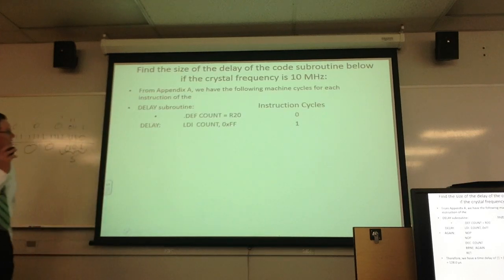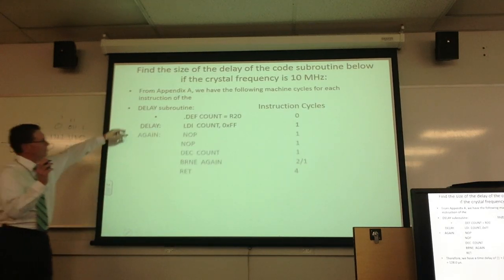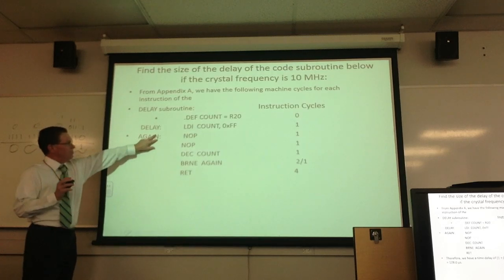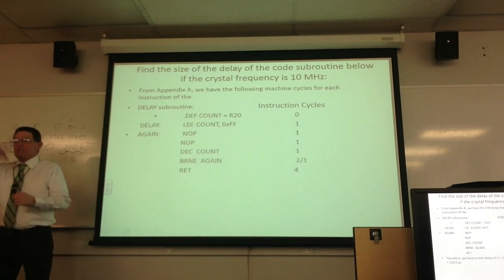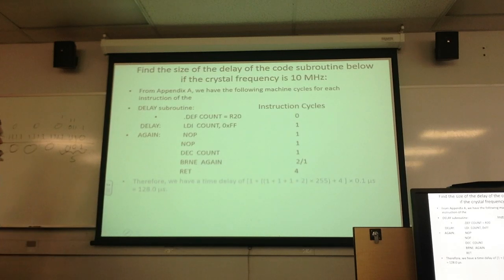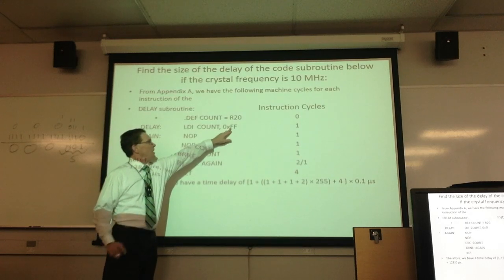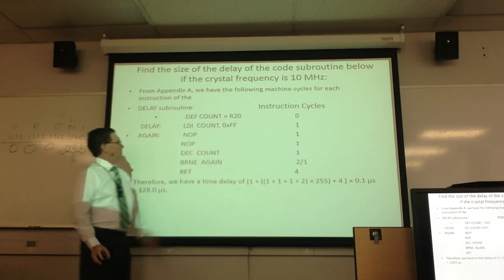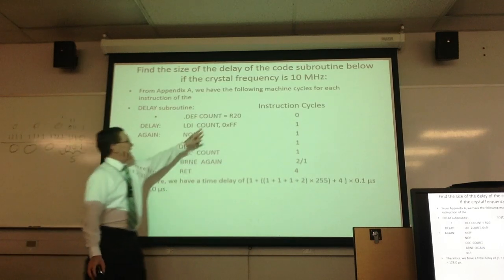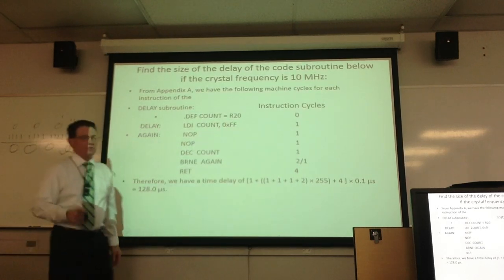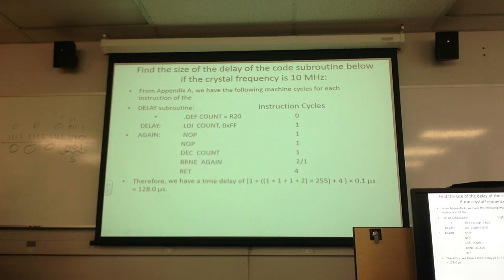Okay? Instruction cycles. I'm going to have a loop. I'm going to have a label here of delay, and another label of again. I'm going to be having a loop inside of a loop here. Oh, I'm sorry, I'm only doing one loop here. I'll show you how to do multiple loops. Here we load this count of 255. That number, 255, is going to go into R20, because count is defined as being register R20.